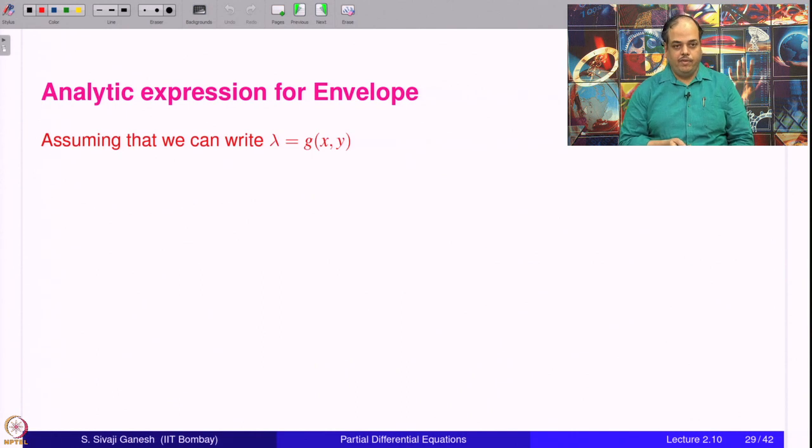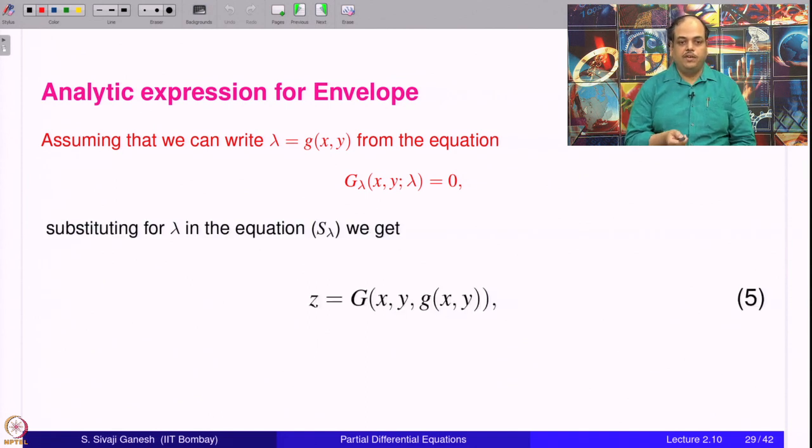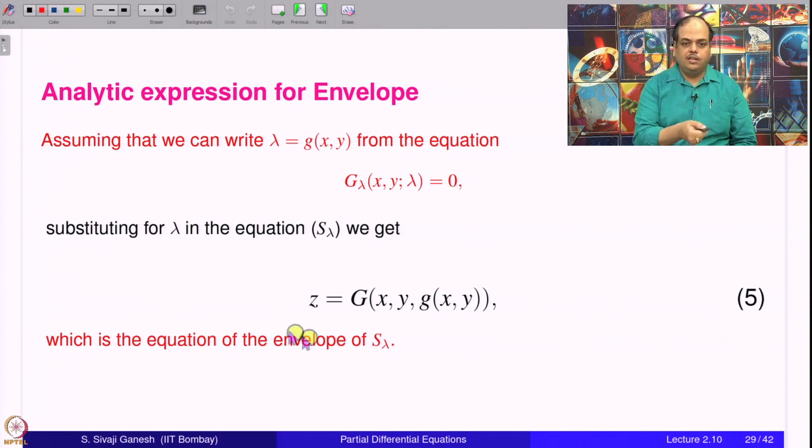Analytic expression for envelope. So, we assume that we can write lambda as a function of x, y from this equation and then go back and substitute in the equation for the family of surfaces, which will give us z equal to capital G of x, y. Instead of lambda, I have expressed lambda as a function of x, y. So, I write g of x, y. That is the assumption. Okay. If you can do this, then this is an expression, one single equation for envelope.